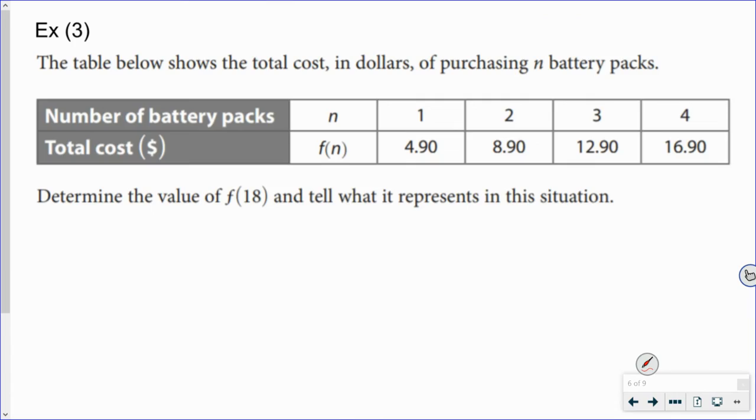I like that you're thinking. Let's look at another example real quick. Same deal. We've got a chart. We want to determine f of 18 and tell what it represents. This table shows the total cost in dollars of purchasing n battery packs. So what are the two things we need? We need f of 1, our first term, and we need to know the common difference. So what is f of 1?